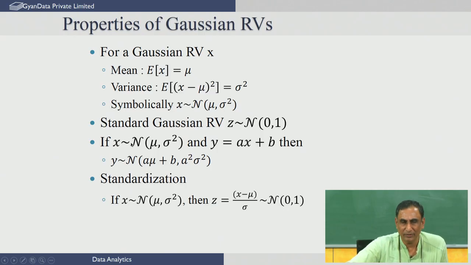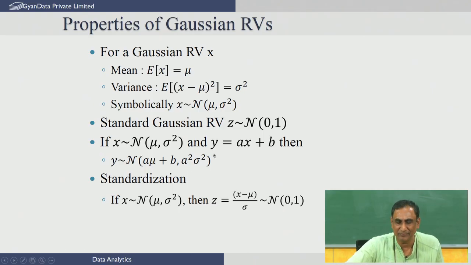Now we can show that if X is a normally distributed random variable with mean mu and variance sigma squared, then if you take a linear function of this X denoted by aX plus b, where a and b are some constants, then Y will also have a normal distribution, but its expected value will be a mu plus b, and its variance would be a squared sigma squared.